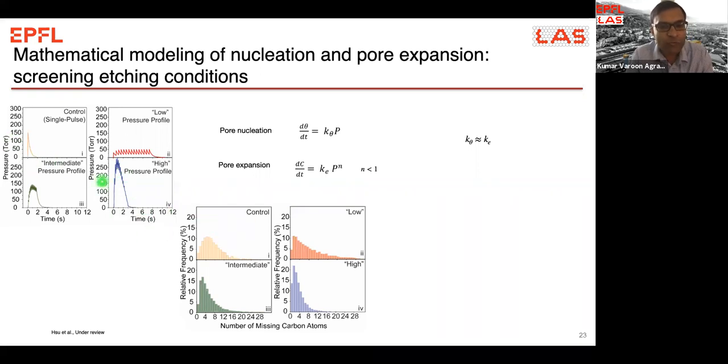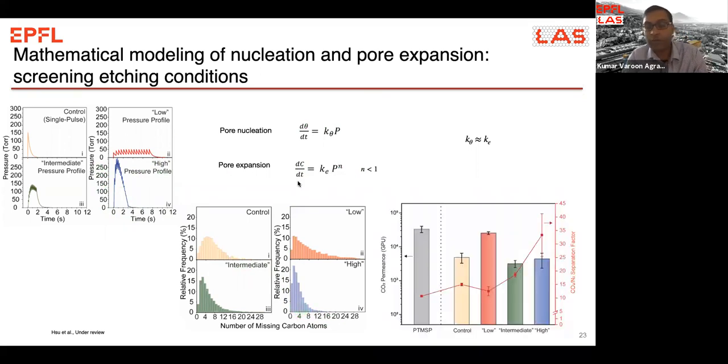In fact, we got the best pore size distribution by having a square pulse at higher pressure. The reason for this is that the nucleation density is directly proportional to the area under the curve. So you're creating a much higher nucleation density, and those nuclei are then essentially consuming all the ozone that is coming onto the surface. So the pore expansion effectively slows down, and therefore you get a much better, much narrower pore size distribution compared to a single pulse.